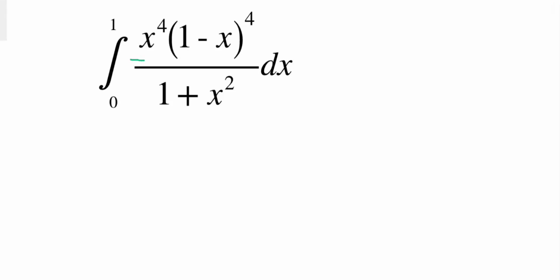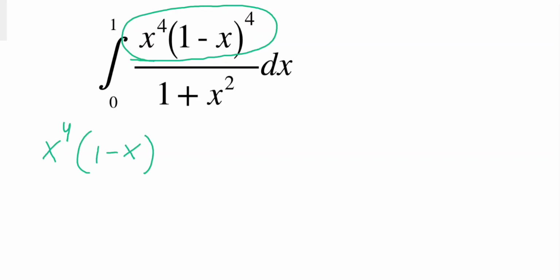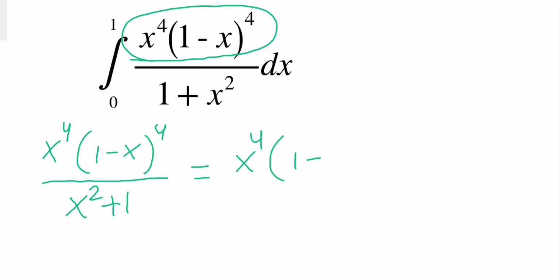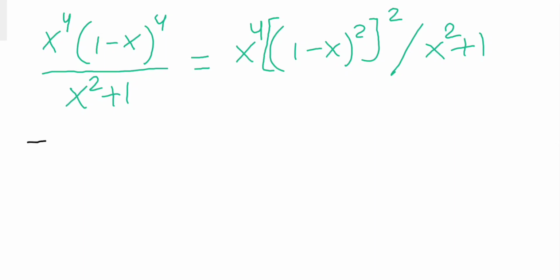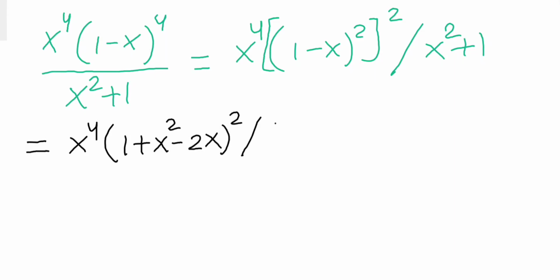First of all, I am going to evaluate this numerator carefully so that I can cancel some terms. So let's first simplify and see what happens. x^4 (1 - x)^4 / (x^2 + 1). Let's write it as a square and then the square of it, divided by x^2 + 1. Now this will give me x^4 (1 + x^2 - 2x)^2 divided by x^2 + 1.